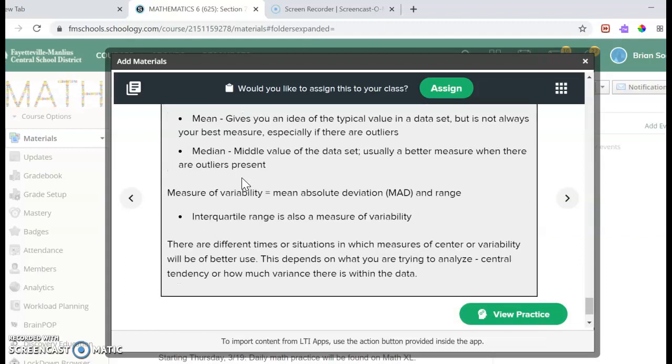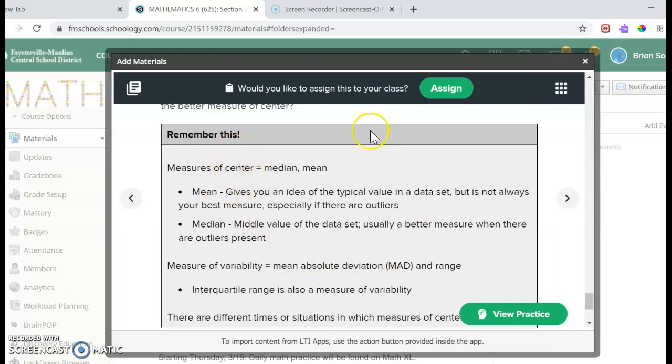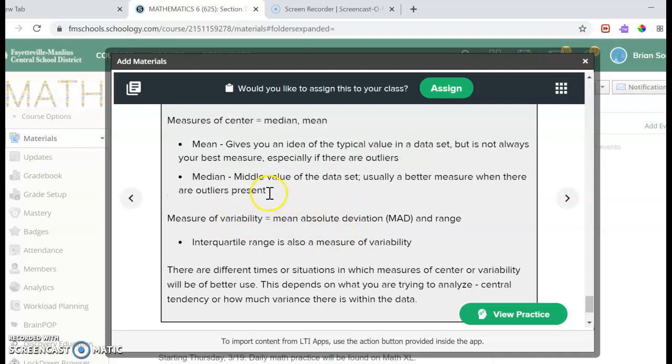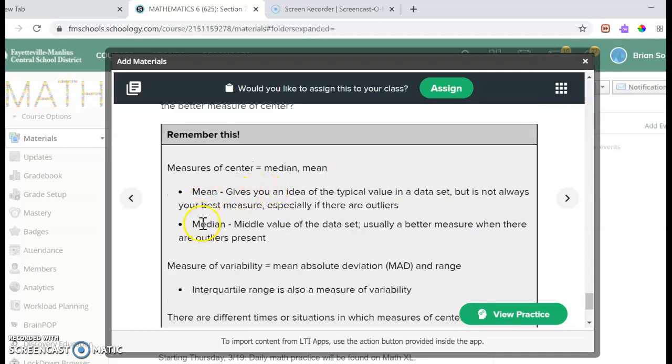All right, okay, and important, read this. Okay, measures of variability. We're going to get into the MAD at a later point, so don't worry about this right now. Okay, so read through the mean, the median. Okay, vocabulary words, very important vocabulary words. And then go to the practice.